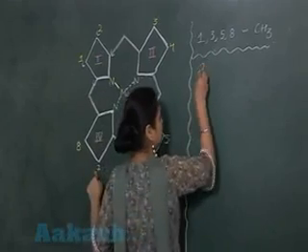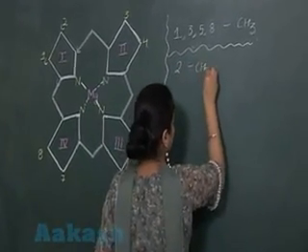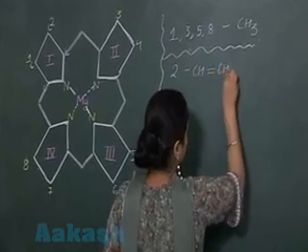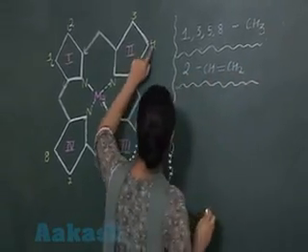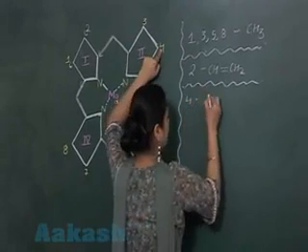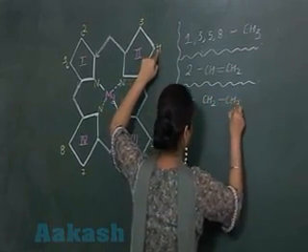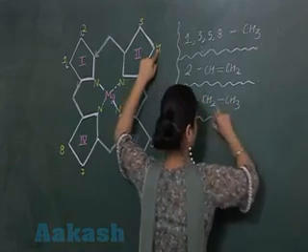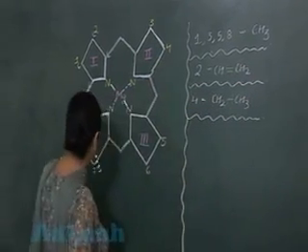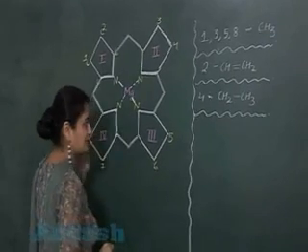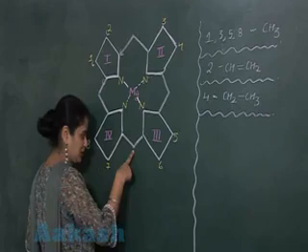At the second position, there is presence of vinyl group. That is this one, CH double bond CH2. Then at the fourth position, there is presence of ethyl group. Ethyl group is there. So now which position is left? The another one which is left, that is the sixth position.